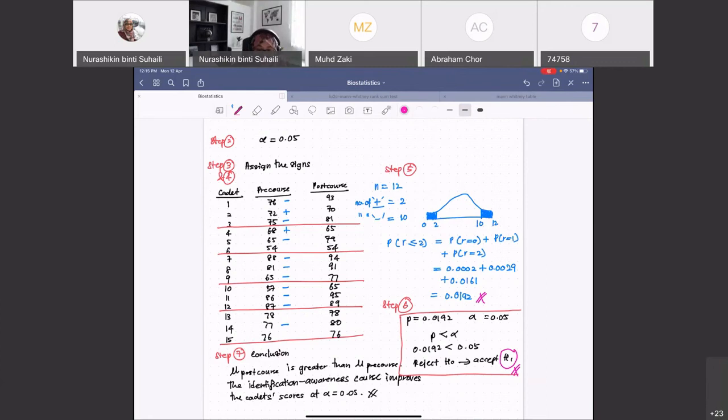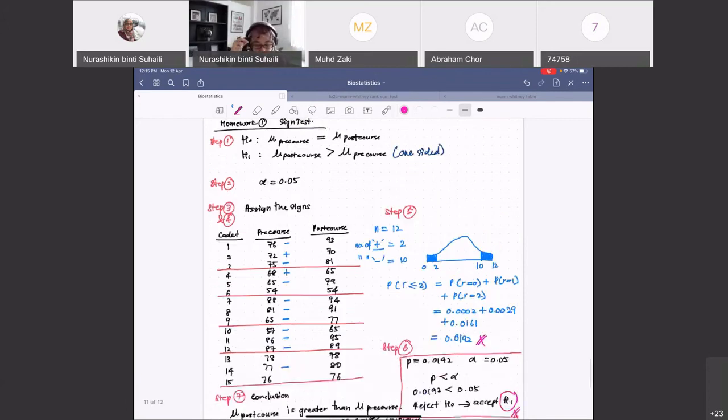which says that the course improved the cadet score. This is what I said just now. That's the answer. Do you get the same answer? Any question on this? I will post the answer for homework one on ELIP later.